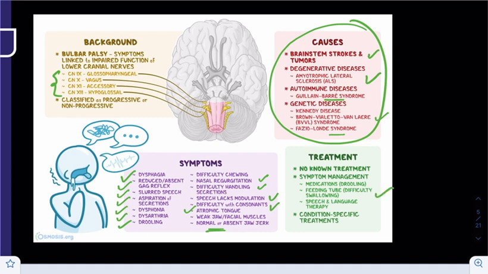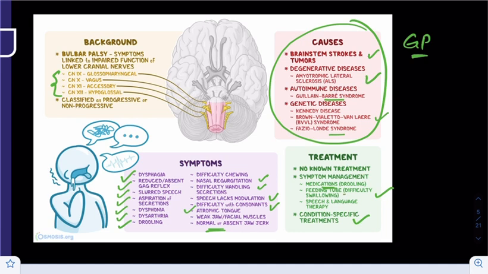Then how do you treat these patients? As such, there is no specific treatment, or you need to treat the underlying condition which is causing the bulbar paralysis. And you need to give the medications which are required to control the drooling of saliva. Now, we have some anticholinergic drugs like glycopyrrolate. So glycopyrrolate is used whenever there is excessive drooling of saliva.